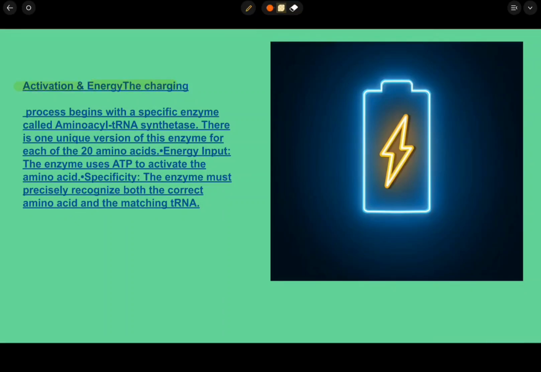Activation and energy, the charging. The process begins with a specific enzyme called aminoacyl-tRNA synthetase. There is one unique version of this enzyme for each of the 20 amino acids. Energy input: the enzyme uses ATP to activate the amino acid. Specifically, the enzyme must precisely recognize both the correct amino acid and the matching tRNA.